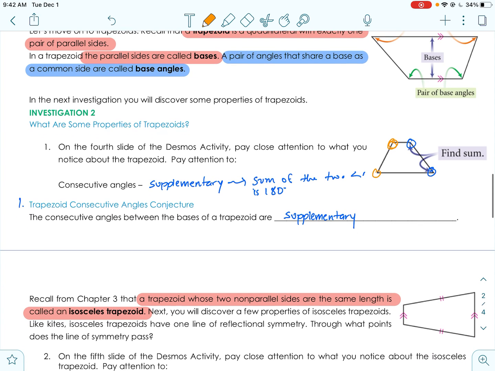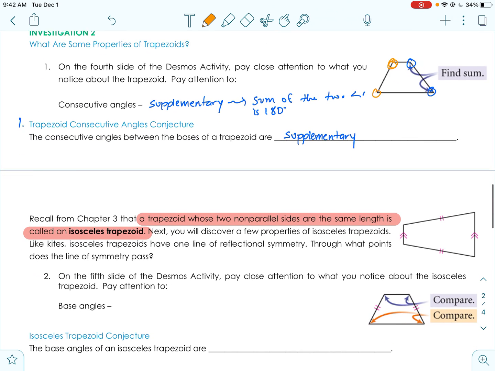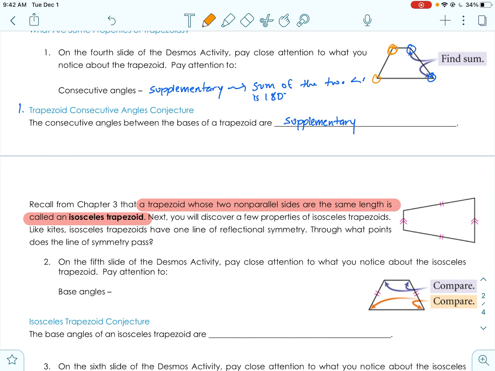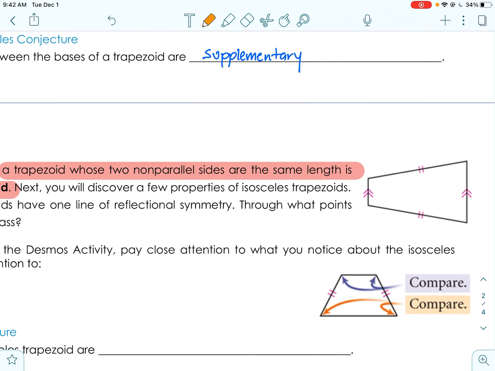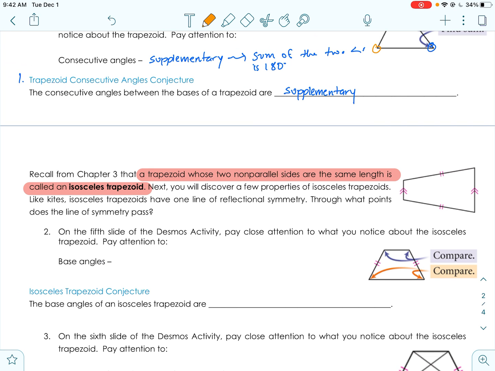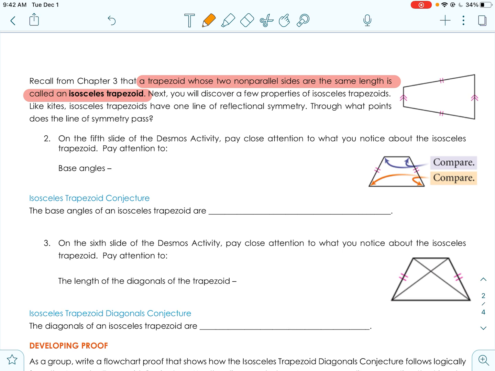Okay, now jumping over to another type of trapezoid, we're going to talk about a few properties for isosceles trapezoids. Isosceles trapezoids are a trapezoid where there are 2 non-parallel sides that are the same length. So you have your 2 bases that are parallel, and then you have 2 other sides that are congruent. We'll come up with 2 conjectures.